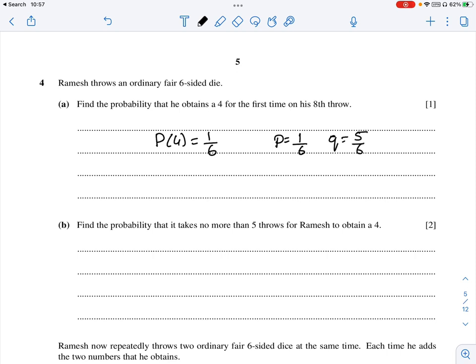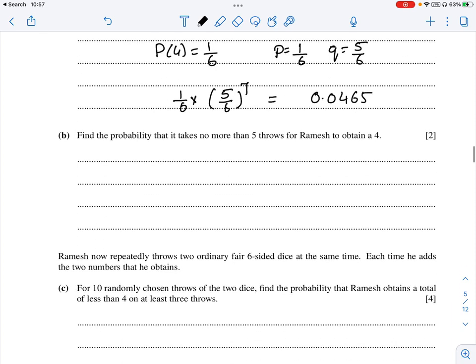So he gets a 4 for the first time on his 8th throw. Therefore 1 upon 6 for the success, and the remaining 7 times he is not getting it. So 1 upon 6 times 5 upon 6 whole power 7, which is 0.0465.